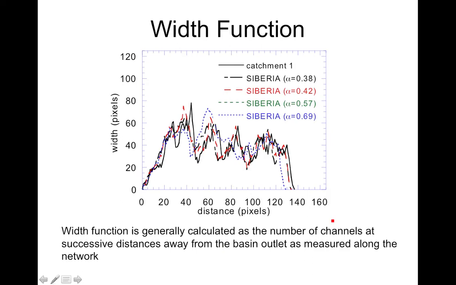Now, because this is the number of channels, you can define a threshold area above which you start to get channels developing. Now, the channels might be ephemeral, or they might be just little nicks in the landscape. But you can estimate that threshold area from field data, and then using your digital elevation model, estimate where channels begin. So then you can count the number of channels it crosses at a certain distance away from the basin outlet, right, as measured along the network.